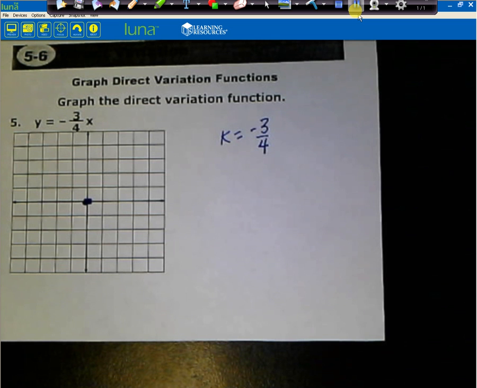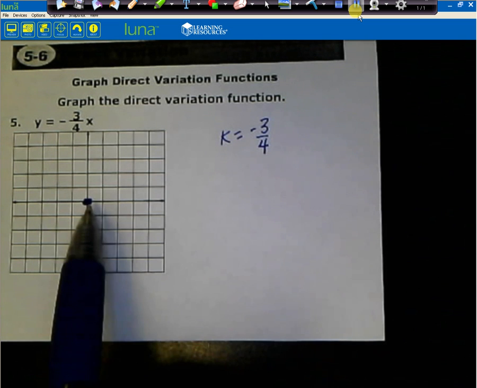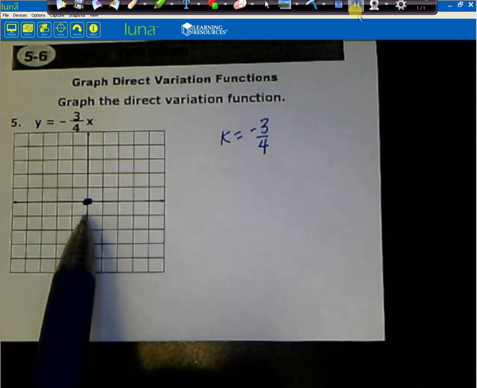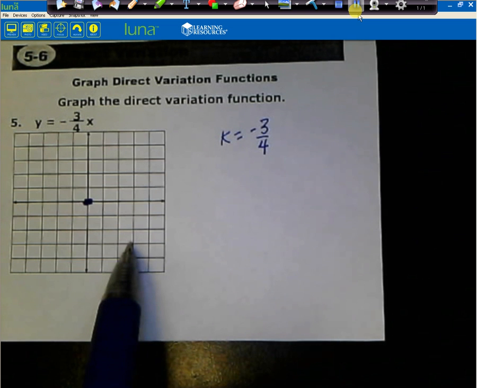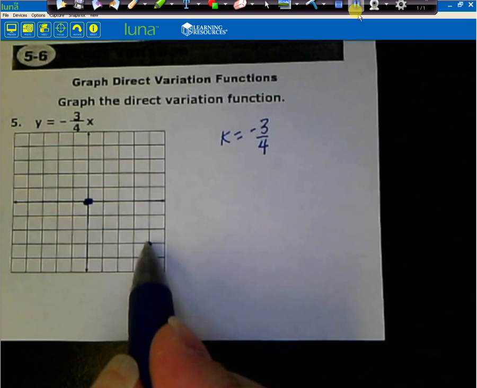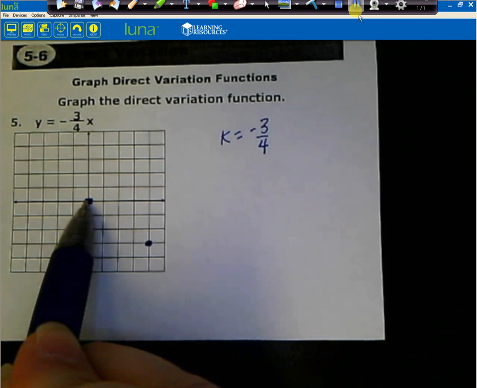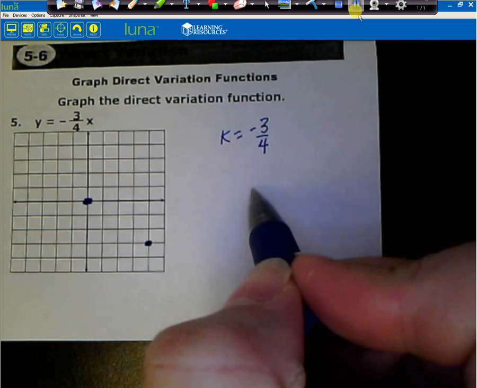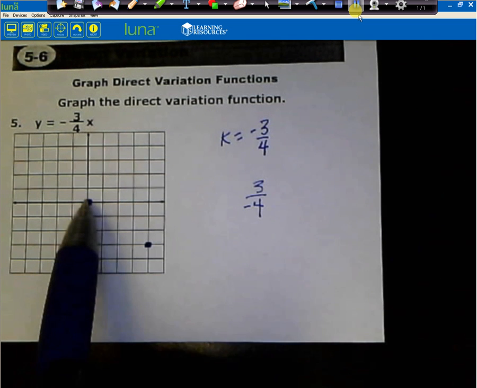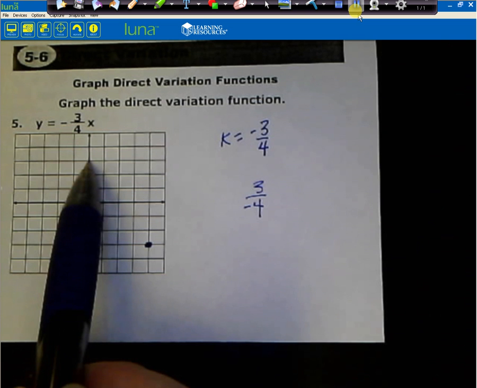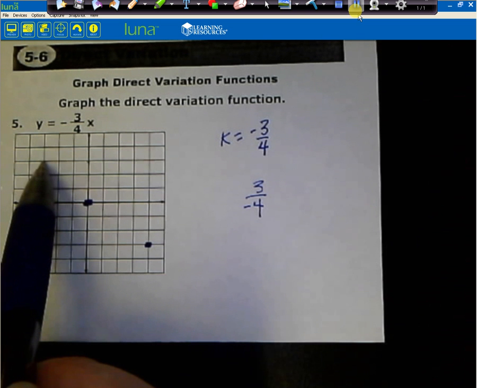And I'm going to first do the negative 3 over 4. So I'm going to say I go down 3, 1, 2, 3, and then I run 4. 1, 2, 3, 4, and that's where I make my point. Go back to your origin, and this time I'm going to treat it like it's 3 over negative 4. So I'm going to go up 3, 1, 2, 3, and back 4. 1, 2, 3, 4.